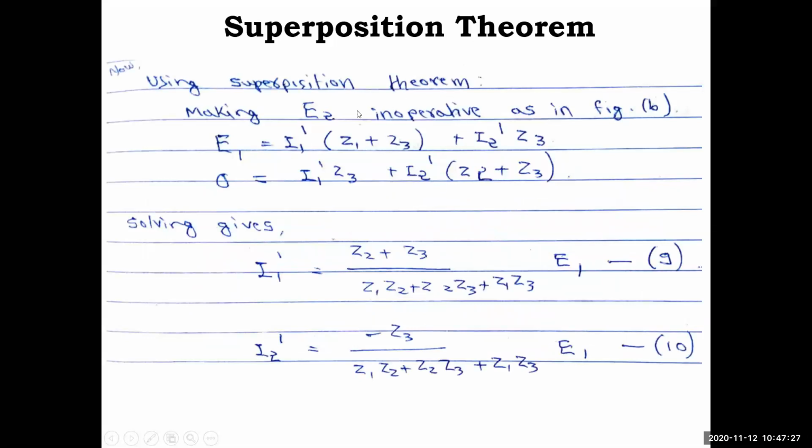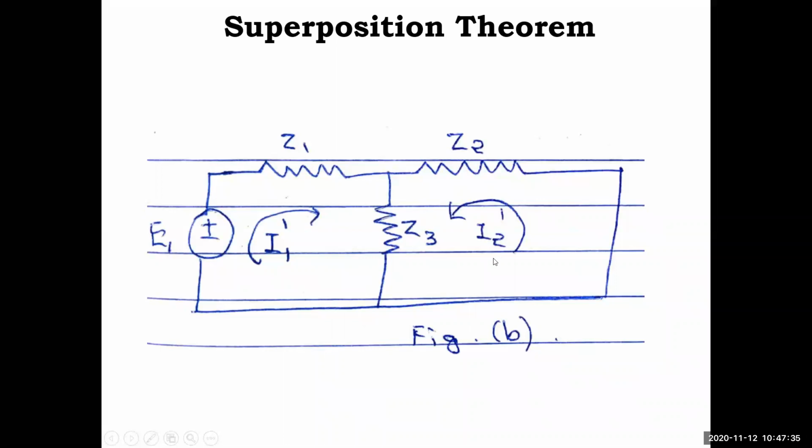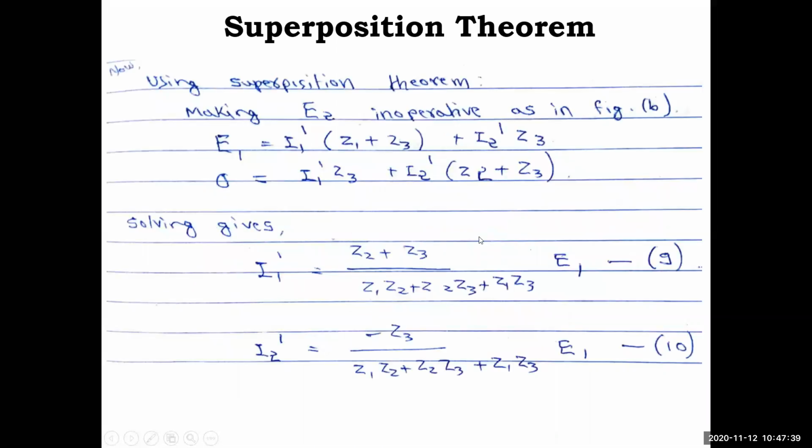So using the superposition theorem, making E2 inoperative as in figure B. So your equations will be, now if you write just the equation for this, what will happen? The same equations you have written, 1 and 2, we will write with changes in current. Now we'll make I1 dash and I2 dash, and E2 as 0. Okay, so that is the same equation. Solving this gives, again we need to do the same solution. Write I2 in terms of that, but it is not necessary because already you have the solutions 6 and 8.